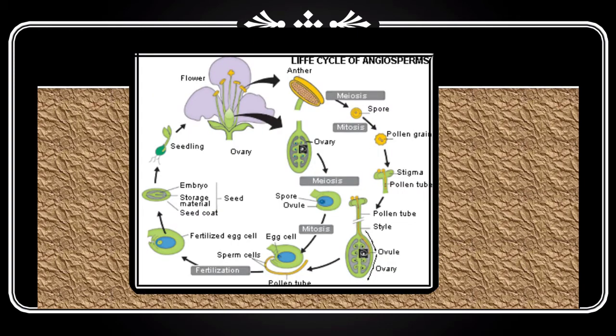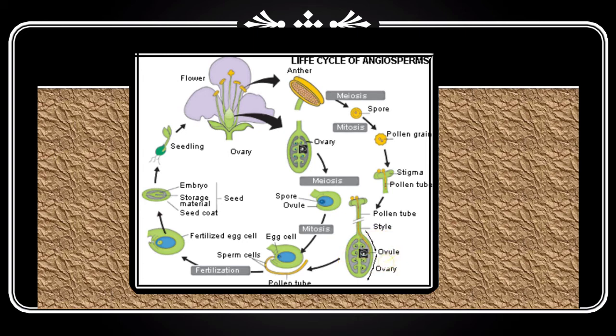So here we can discuss about life cycle of angiosperms. Angiosperms are flowering plants. So flowers will have both male part and the female part. Male gamete is present in the anther. Anther contains the pollen grains. Ovary contains ovules. After pollination, the pollen grains reach the stigma. The pollen tube is formed. Pollen tube takes the male gamete to the ovary.